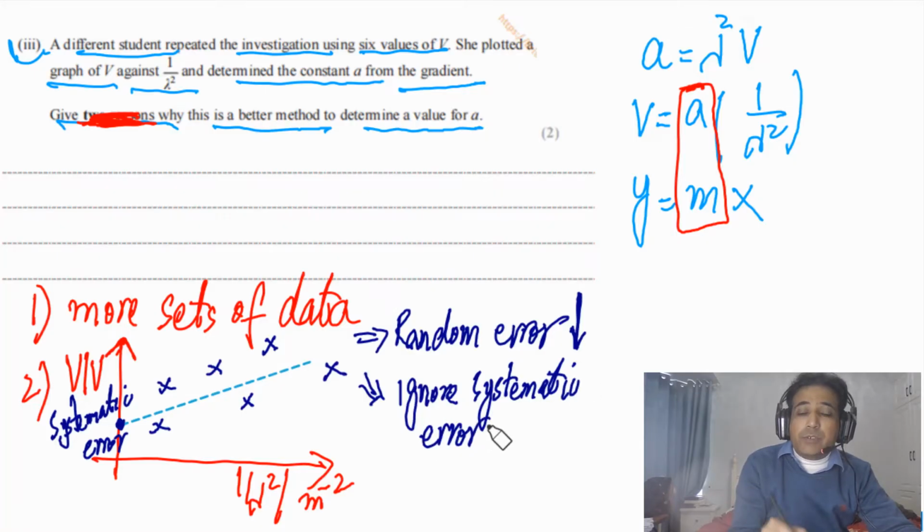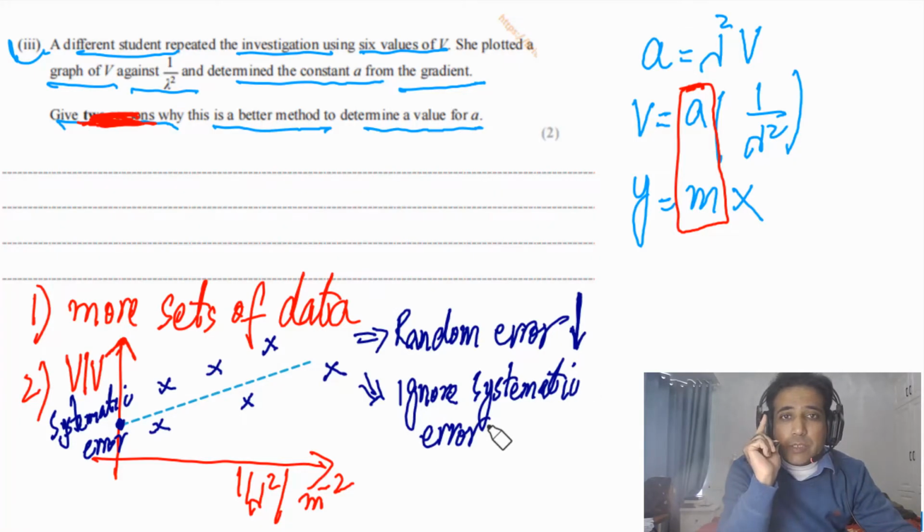So these are the benefits of sketching the graph. That's the reason always when we do experiment, we sketch the graph, because when we sketch the graph, we can draw the best fit line, we can minimize random error, and also we can ignore systematic error. We no need to worry about systematic error. If we just simply calculate the mean value, in the mean value there will be systematic error, also there will be random error. But by sketching the graph and by drawing the best fit line, we can minimize random error and also we can ignore systematic error.